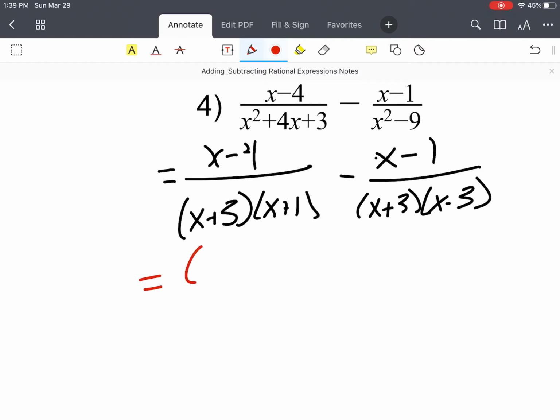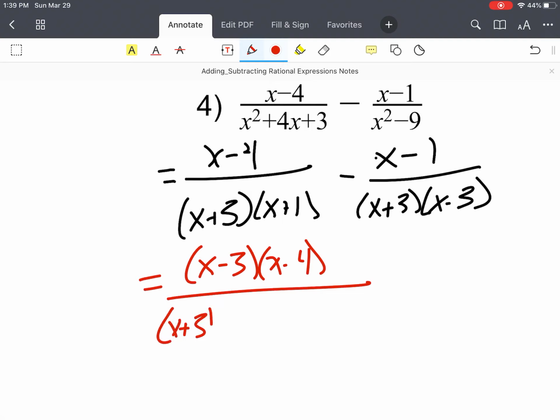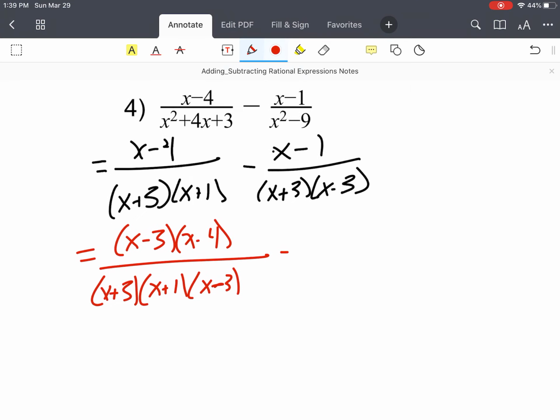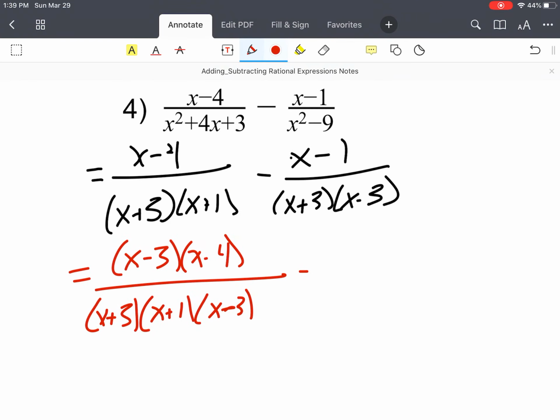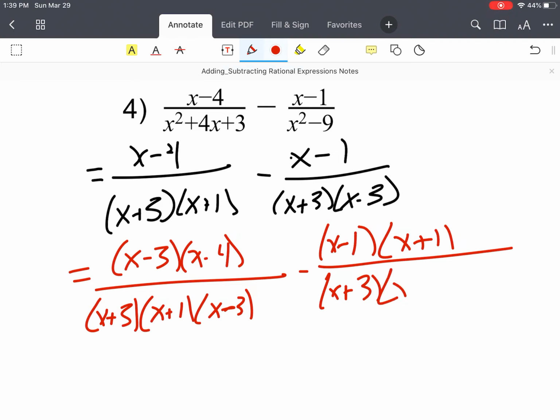So I'm going to get x minus 3 on this side, times x minus 4 over x plus 3, x plus 1, x minus 3, minus this fraction. I'm going to get x minus 1 times an x plus 1 over x plus 3, x plus 1, x minus 3.